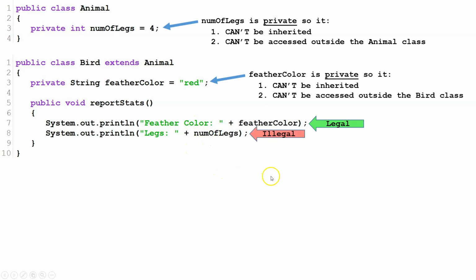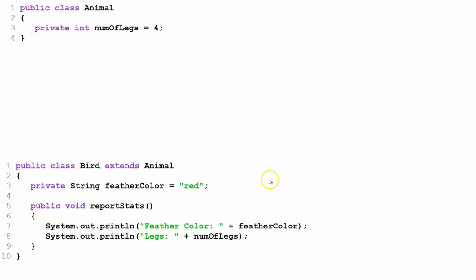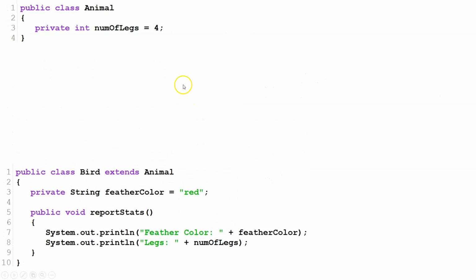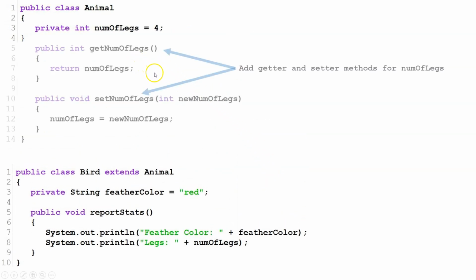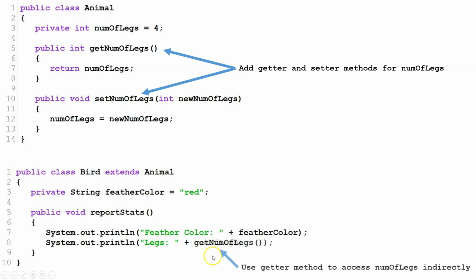Let's see what we can do to make this work. First, we're going to make some changes to the Animal class. We create a getter method and a setter method that are both public. We can access these getter and setter methods outside of the Animal class, so we can have indirect access to the field numOfLegs. Second, in the Bird class, instead of trying to directly access the variable numOfLegs, we are going to use the getter method getNumOfLegs.